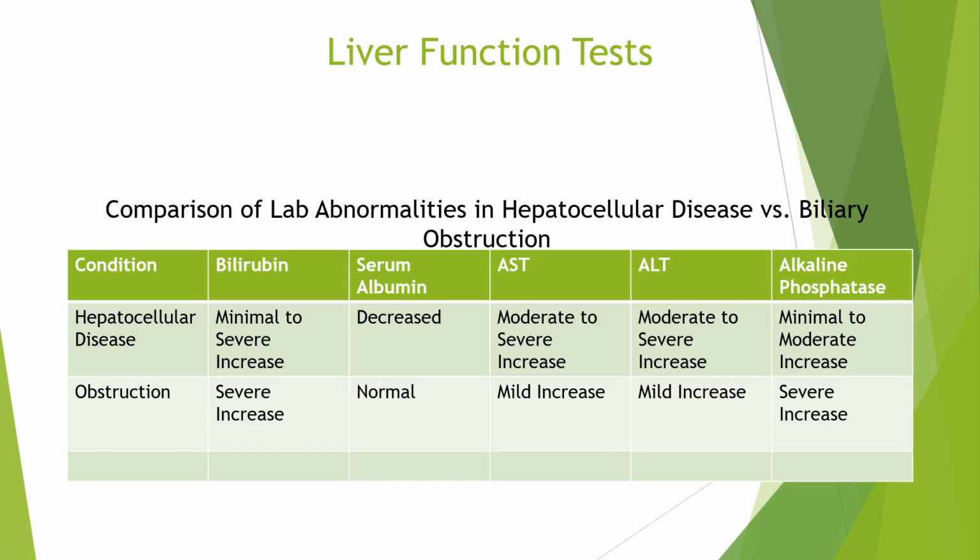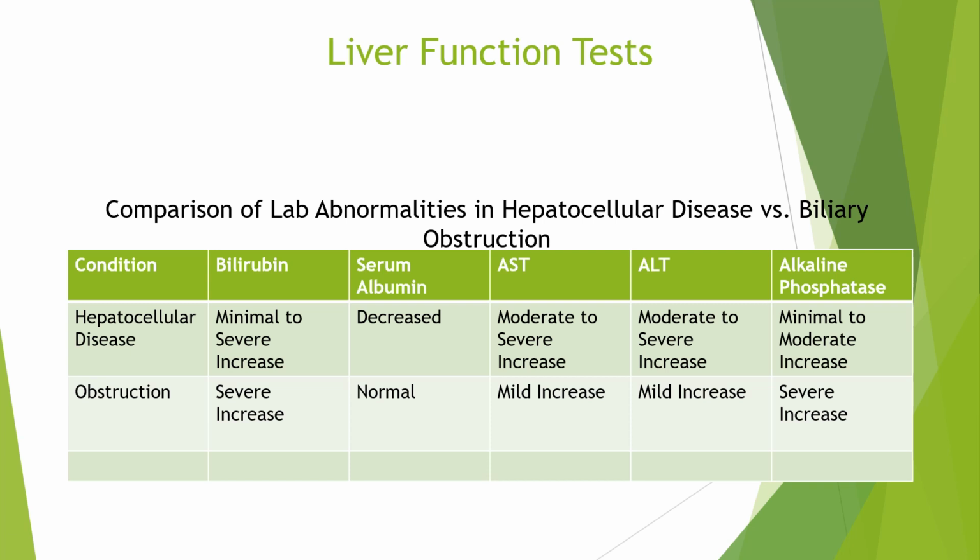And here is a little chart to kind of help you with that. These are the primary ones, the hepatocellular diseases. Remember, these are your diffuse diseases. You're going to see the bilirubin go up. You're going to see the albumin go down. You should see the other three, the AST, the ALT, and the alkaline phosphatase, go up.